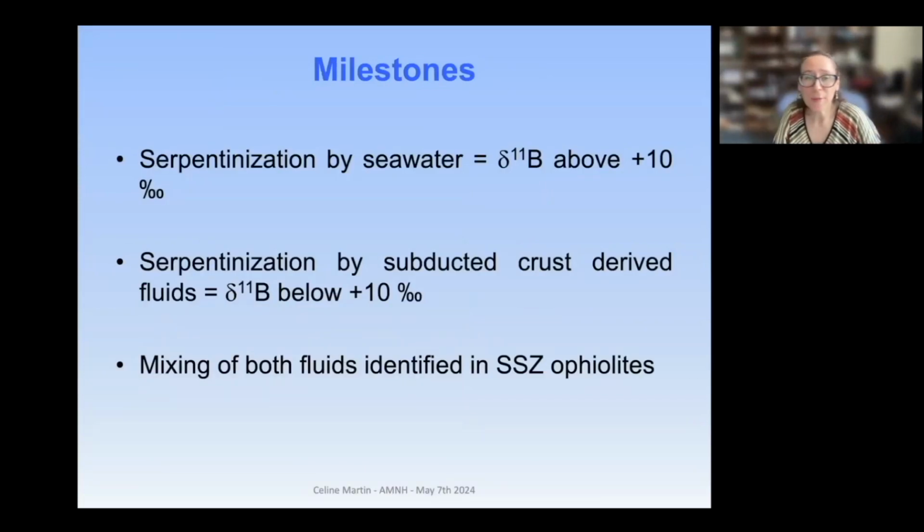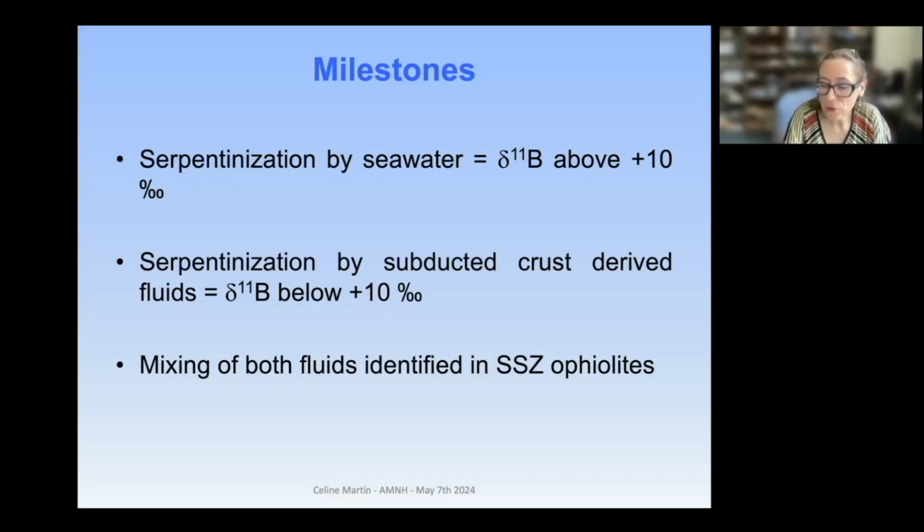So what we have been able to define these past years is that, in terms of subduction-zone-related serpentinites, if your serpentinites form from seawater, the delta-11 boron is going to be above 10 per mil. If your serpentinites form from subducted crust-derived fluid, delta-11 boron is going to be below 10 per mil. And if you are looking at suprasubduction zone ophiolites, and probably also forearc serpentinites, you are going to have a mixing of both fluids, both seawater and subducted crust-derived.